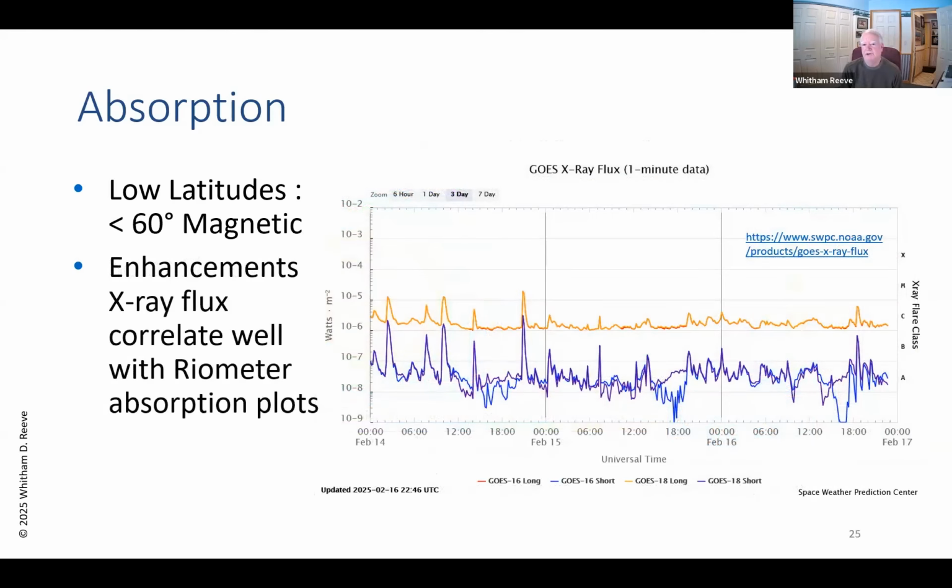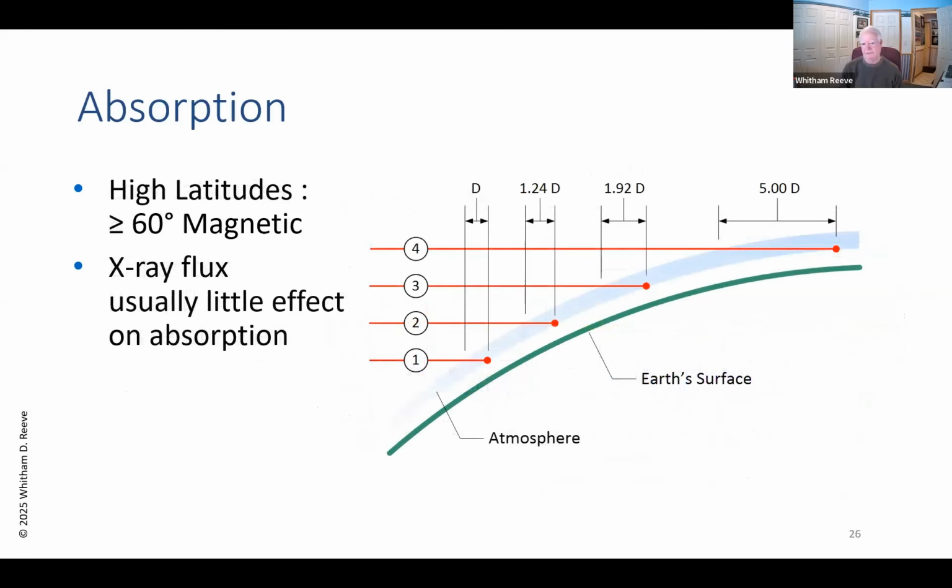And if you have a riometer or the capability of measuring the galactic background at lower latitudes, you can use the GOES X-ray flux plots to correlate with your riometer absorption plots that you're making. Now, at higher latitudes, the problem with the X-rays is that they don't penetrate deep enough into the ionosphere to affect the D region. So very seldom do we see any kind of absorption due to an X-ray flare on the sun at higher latitudes.